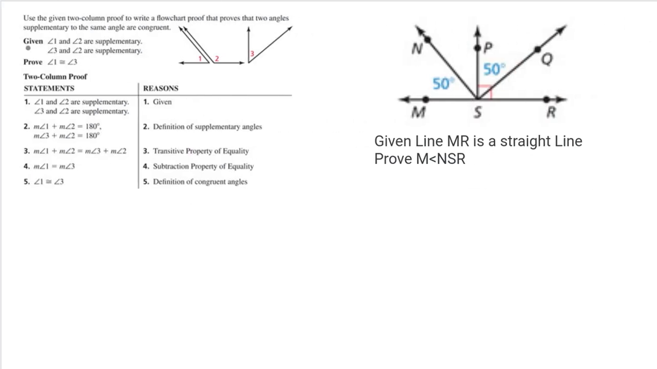So for example, using a two-column proof to write a flow proof, what proves that two angles that are the same angle are congruent? So given that 1 and 2 are supplementary, so that we know that those add up to 180 degrees, and 2 and 3 are supplementary, so the measure of angle 2 and the measure of angle 3 also add up to 180 degrees. Okay, so we have our givens.